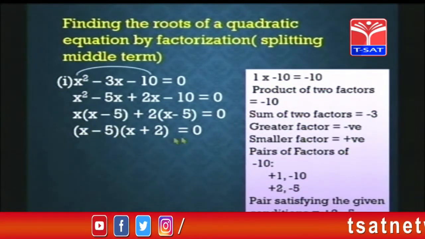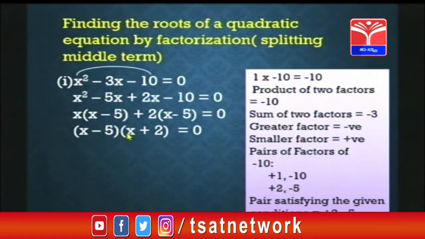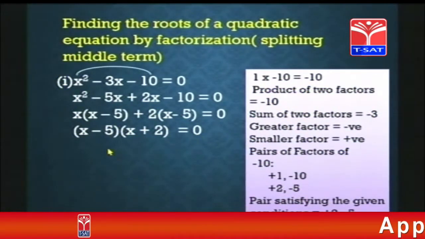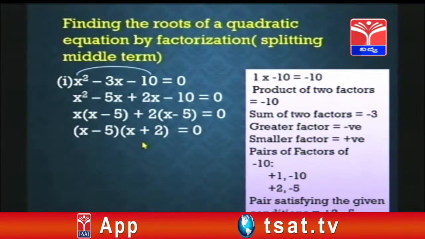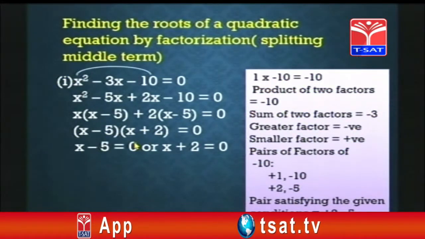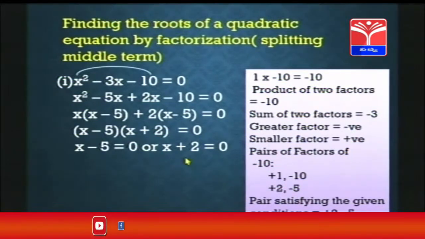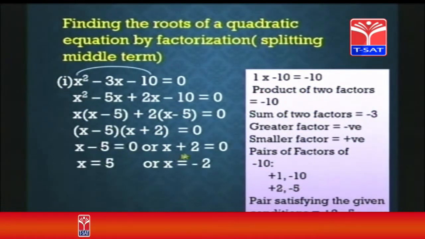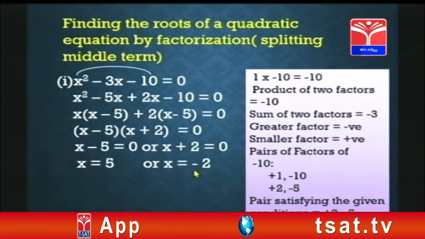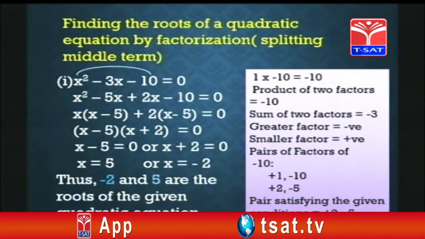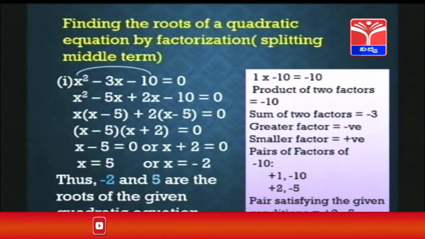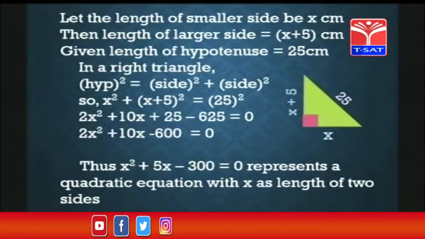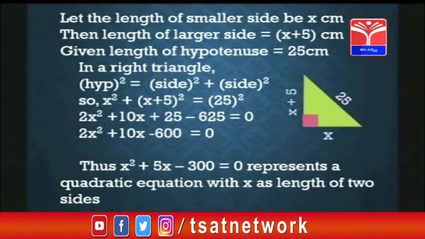Now understand here children, when the product of two terms is equal to 0, then either of the terms must be equal to 0, which means either x minus 5 should be equal to 0 or x plus 2 should be equal to 0. If we consider x minus 5 is equal to 0, then x should be equal to 5, or x plus 2 is equal to 0, then x should be equal to minus 2. Thus we can say that minus 2 and 5 are the roots of the given equation. Now let's come back to our triangle problem, where we have represented the situation with an equation.